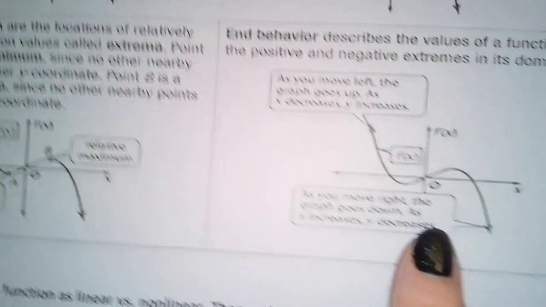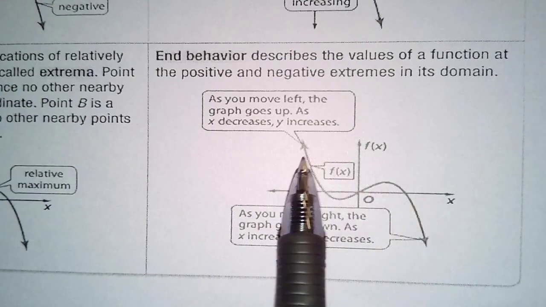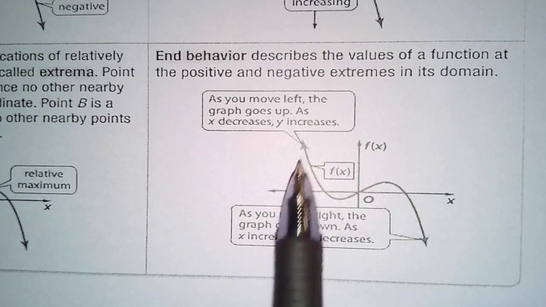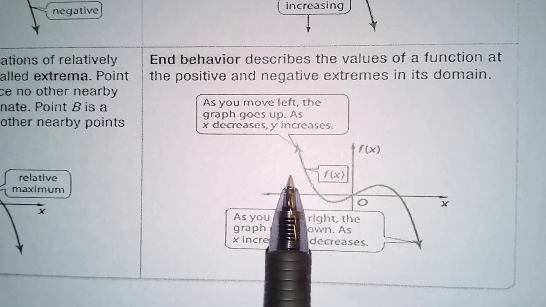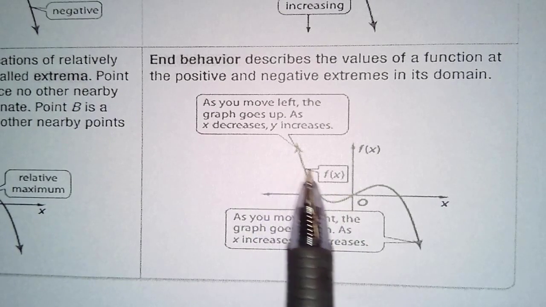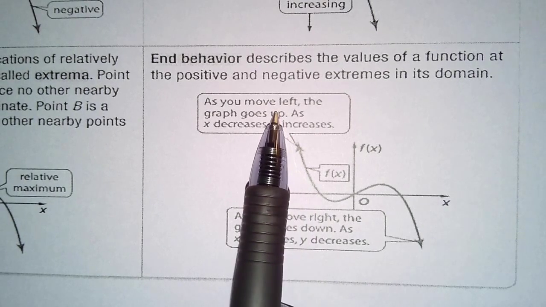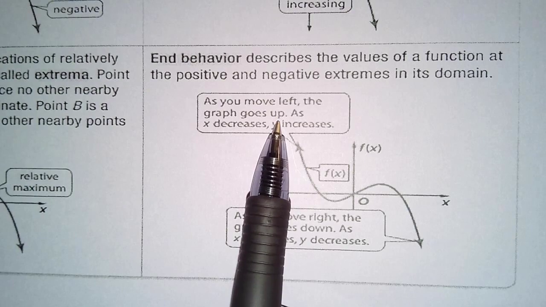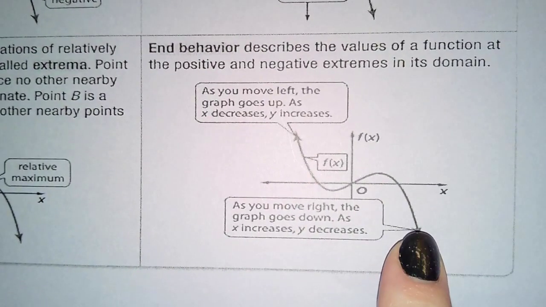Okay, and end behavior, don't stress over this one, but it's talking about what's happening on the ends of our graphs. Okay, and on the left side, as x is going to the left, so it's decreasing, our graph is going up, so it's increasing. So basically, when I go to the left, my graph is going up. When I go to the right, my graph is going down. That's talking about your end behavior.